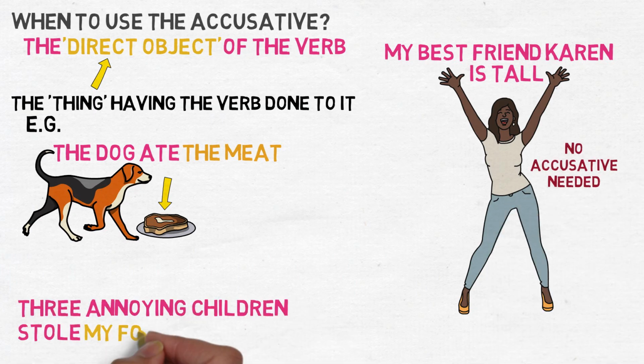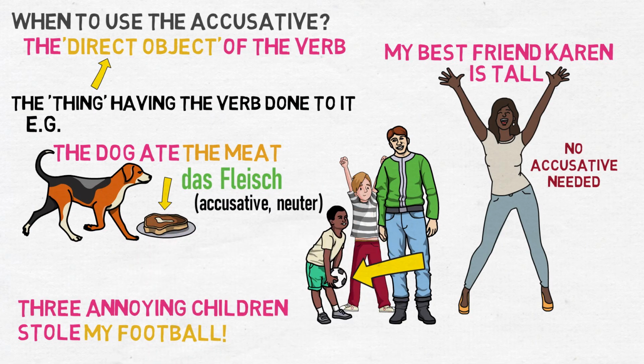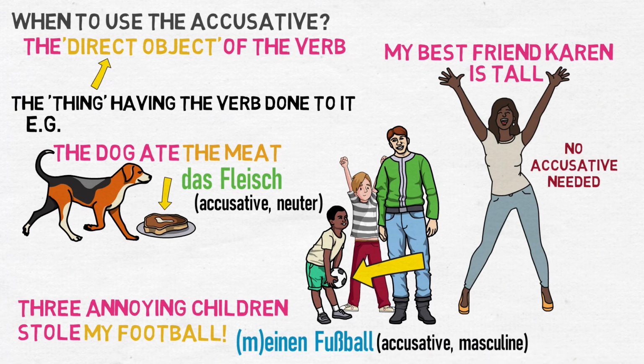Three annoying children stole my football. Three annoying children are the ones that stole, so they're the subject, and my football is what was stolen, so my football is the direct object. In German, these direct objects would be das Fleisch, accusative neuter, and meinen Fußball, accusative masculine.